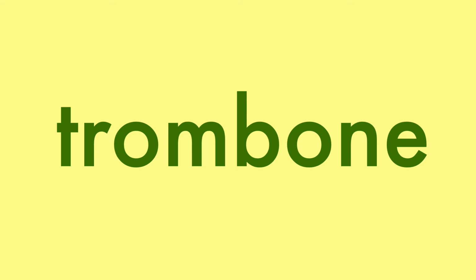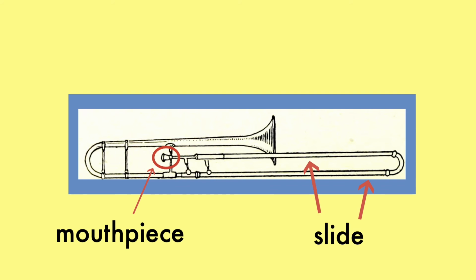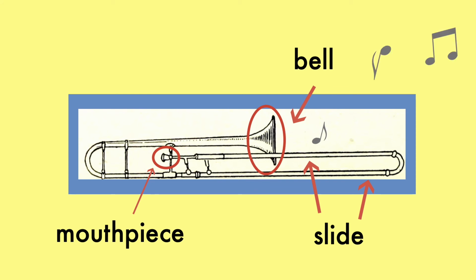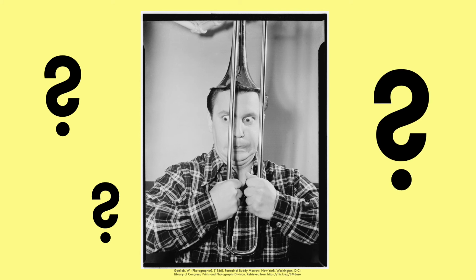The other instrument mentioned in Chris Raschka's book is the trombone. The trombone is a brass instrument. It also has a mouthpiece that you play into, a slide that changes the sound of the instrument, and a bell that the sound comes out of. A trombone sounds like this. I'm pretty sure that's not how you play it though.